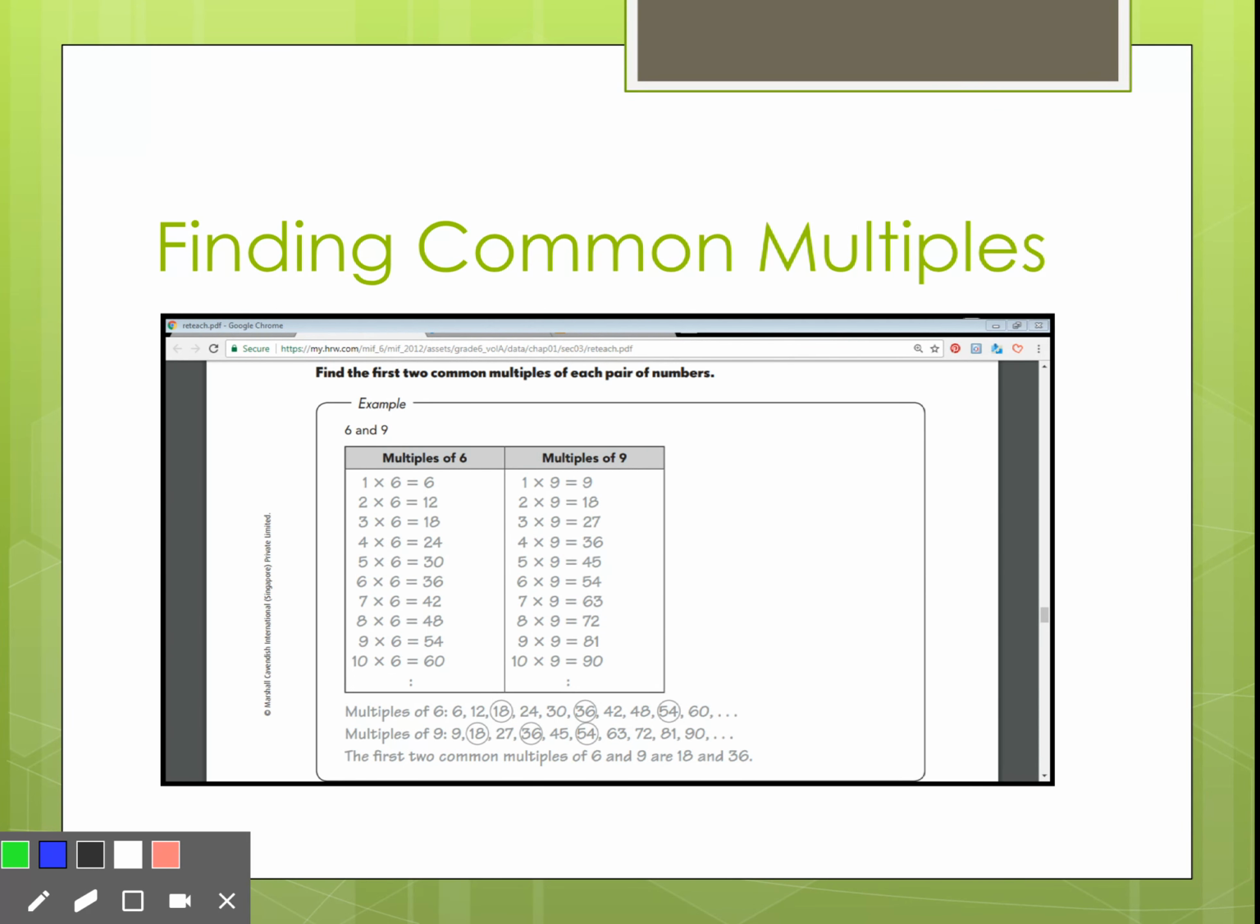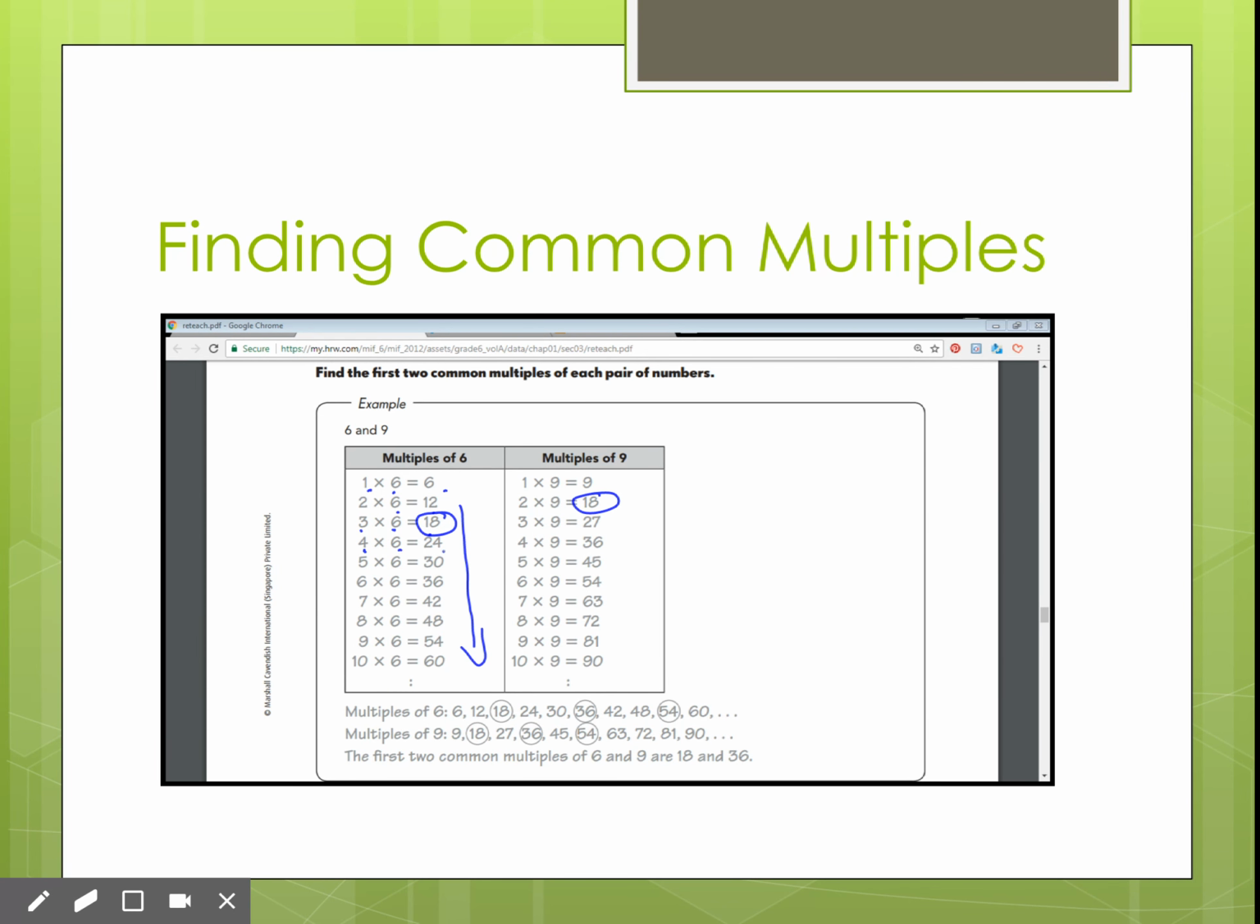You're just going to be doing multiplication problems. 1 times 6 equals 6. That's the first multiple of 6. And you keep going until you find that number. So 2 times 6 is 12, 3 times 6 is 18. So you notice 18 is a multiple of 6, and it's also a multiple of 9. So then you keep going with your 6s, and you can keep going with your 9s at the same time.